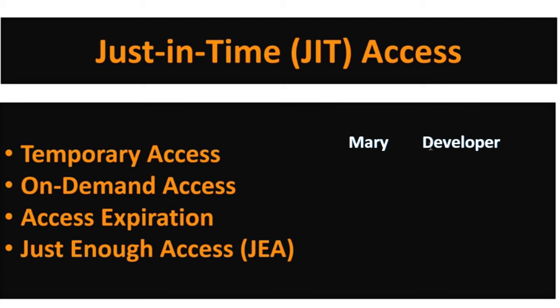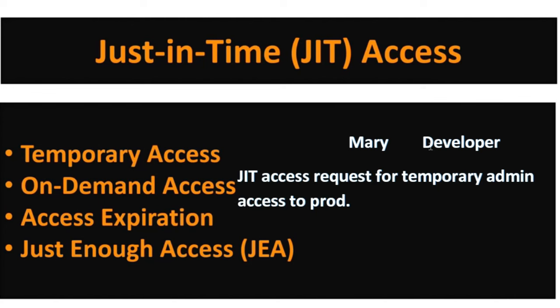Now comes the just-in-time access process. So what should Mary do? She will submit a just-in-time access request. And this is for, say, temporary admin permissions in the production environment. This request should include a justification. Justification may be that she's working on a high priority bug that is affecting the production system. And she should also mention the duration for which she needs access. Like for example, 2 hours.